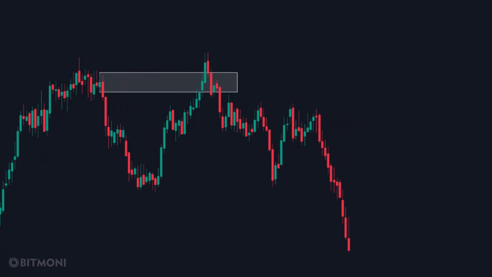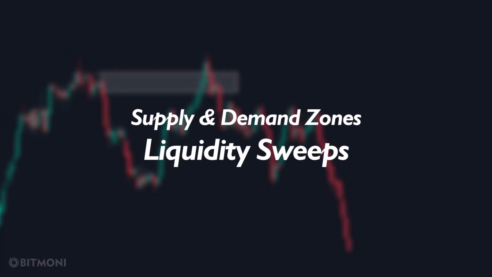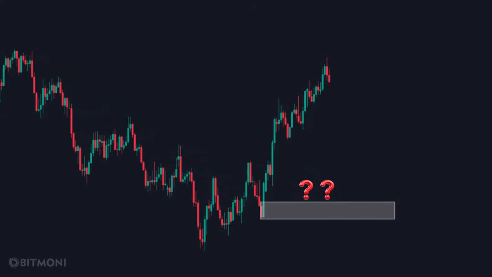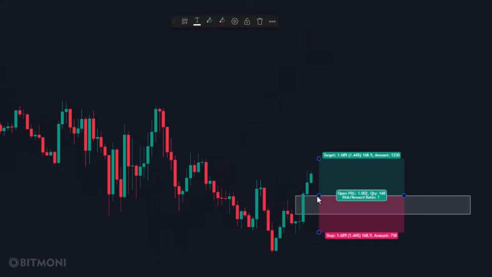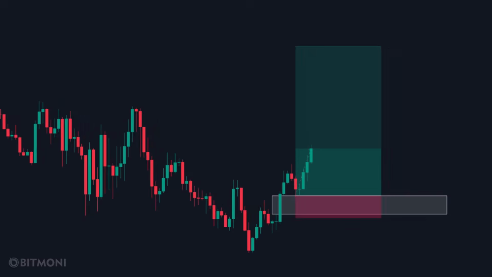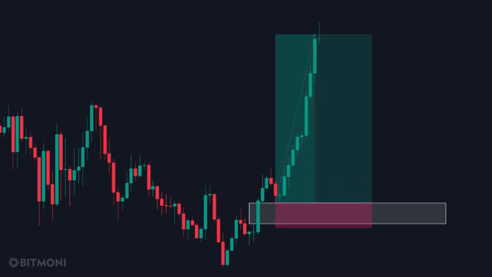So our strategy is built around two key elements, which is supply and demand zones and liquidity sweeps. But to trade this effectively, it's important to know whether a zone was actually created by institutions. This distinction is what separates quality setups from less reliable ones. I have developed a set of clear rules to identify areas where the market makers are operating. Let's break it down step by step.